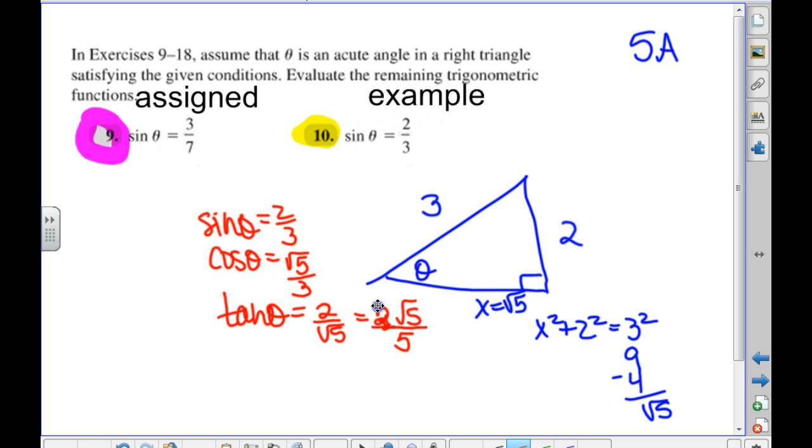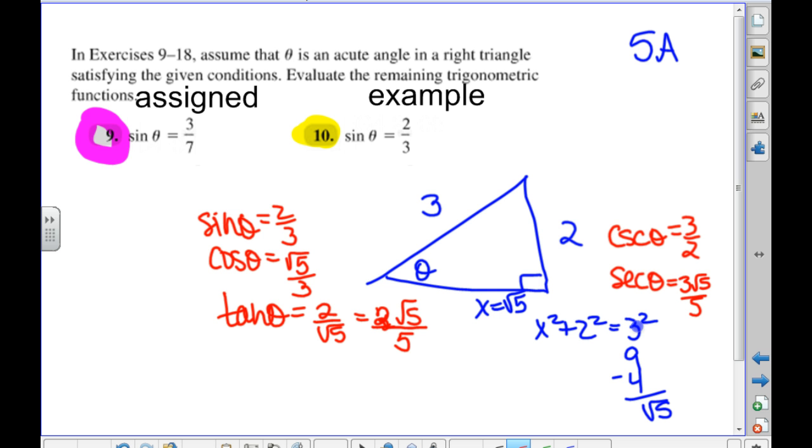Okay. We have to do the other 3, so we have cosecant. Secant, what's this going to be when I flip it over and rationalize it? 3 square roots of 5 over 5.